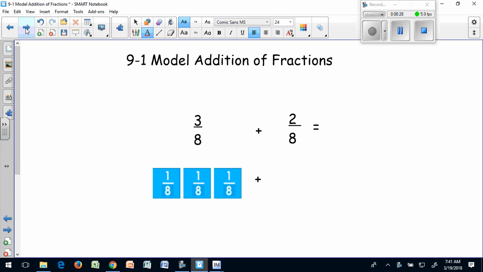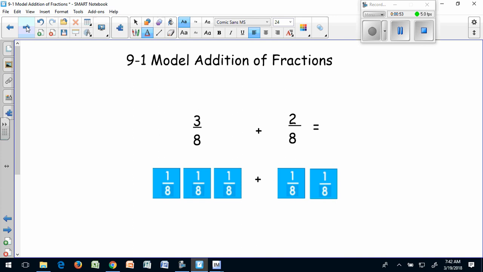Our addition sentence says 3/8 plus 2/8. Let's write that down in our notebook. And I think you should draw the model under the 3/8 as well, labeling each piece 1/8. Adding to that 3/8, we're going to add two more fraction tiles. We're going to add 2/8 to our 3/8.